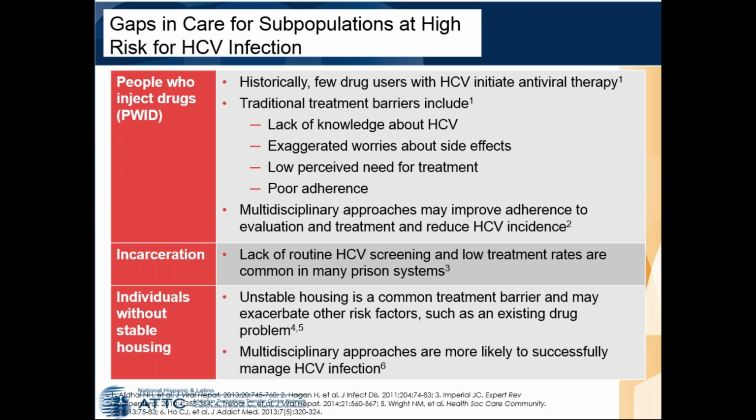And again, a lot of it is from treatment barriers, lack of knowledge about hepatitis C, worrying about side effects, low perceived need for treatment. If someone is actively uncontrolled, in the way that they are actively doing drugs, there may be issues with adherence, and compliance to treatment is very important in order for cure to be achieved. Incarceration may be a barrier, and patients with no stable housing.